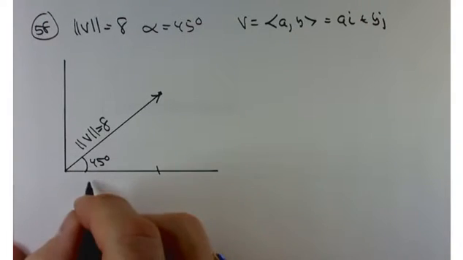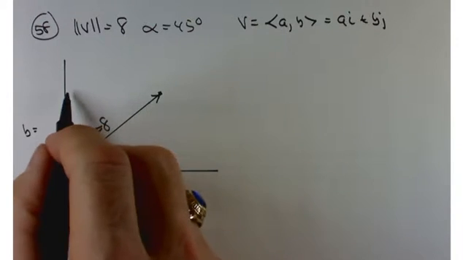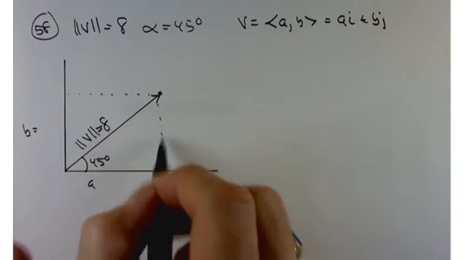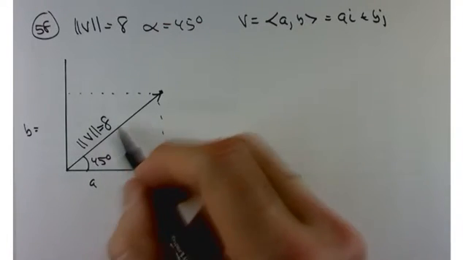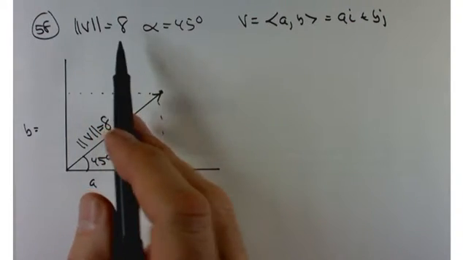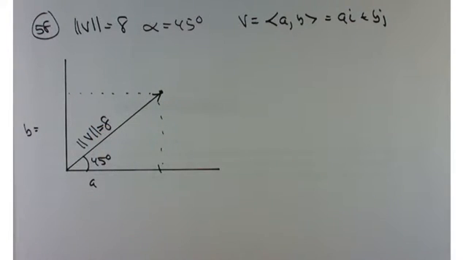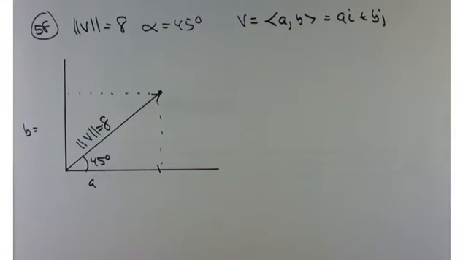If I want to know what A is, or if I want to know what B is, then I'm going to have to do a little work here, a little trigonometry. I know the length of this side is 8. That's what they told us right here. The length is 8. How would I figure out the length of side B? What would you do?